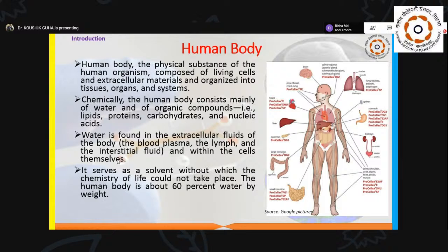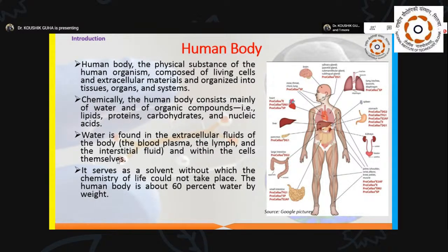It consists of human organisms that are composed of living cells and extracellular materials, organized into tissues, organs, and systems. You can see in the figure. The human body consists mainly of water and of organic compounds like lipids, proteins, carbohydrates, and nucleic acids. Water is found in the extracellular fluids of the body, which is actually called the blood plasma. It can also traverse within the cells themselves, in the form of fluid in our limbs and in all the cells, and in other parts of the body where this blood plasma or fluid is always passing through.